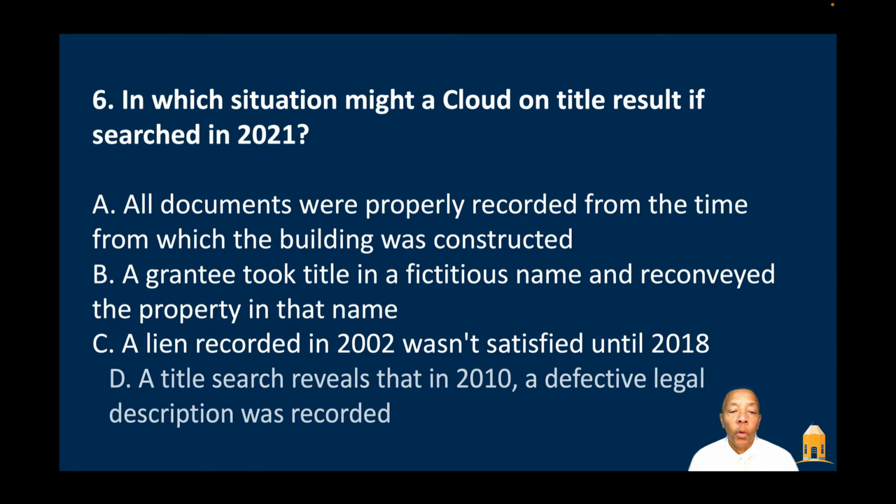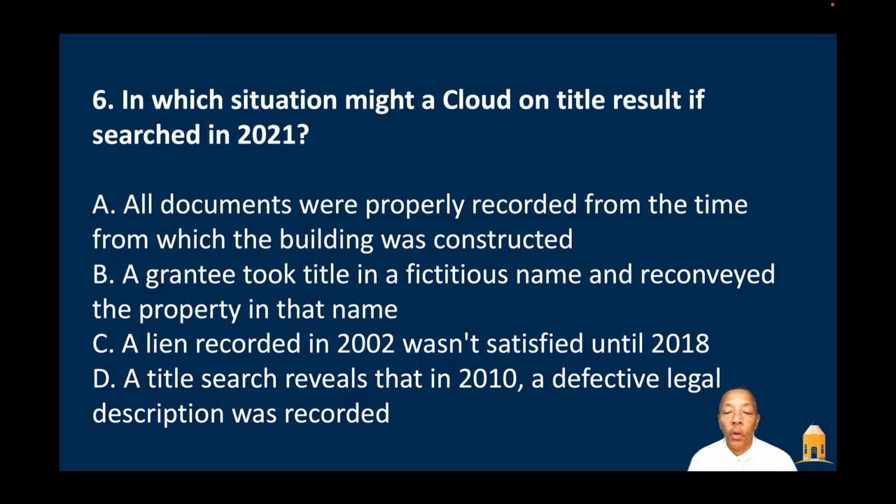Okay, the answer here is going to be D. A title search reveals that in 2010, a defective legal description was recorded. Why is that? Because we're searching the title in 2021. So it's definitely not A, it's not a cloud on the title. Fictitious name is totally fine. A grantee can take title in a fictitious name as long as they reconvey it in that same fictitious name. No problem there. A lien recorded in 2002 was satisfied in 2018, and by the time we searched it in 2021, it was satisfied. So no cloud there. But that defective legal description in 2010, there's no indication that it was cleared. And so that would be the cloud.